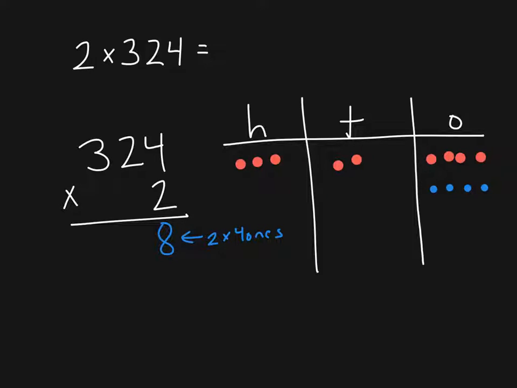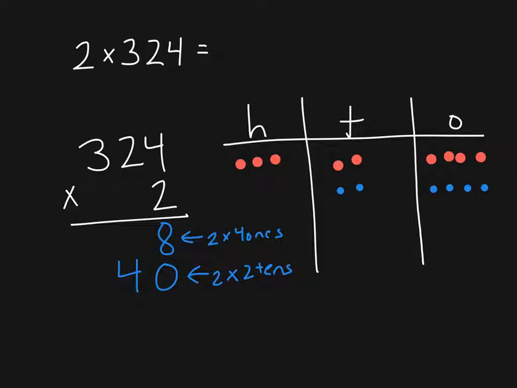Then I'm going to move on to my tens. I have 2 tens and I need to multiply that by 2. So I'm going to make 2 equal groups of 2 tens. And that leaves me with 4 tens. So 2 times 2 tens is 40, or 4 tens. So I'm going to write my 40 right there. My 2 times 2 tens is 4 tens.